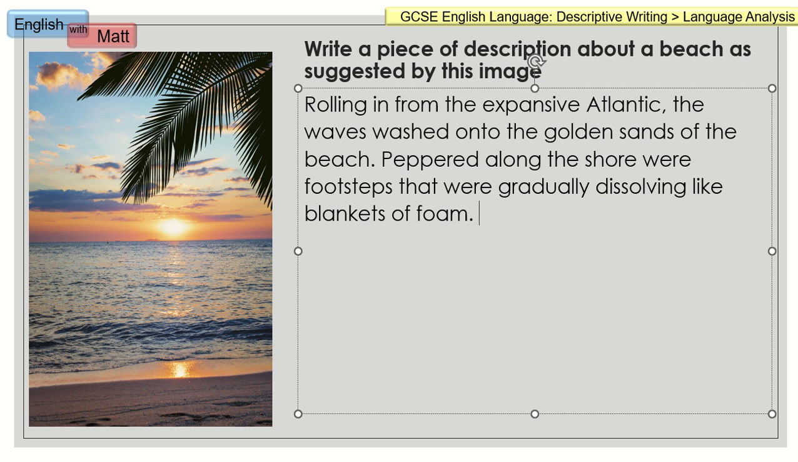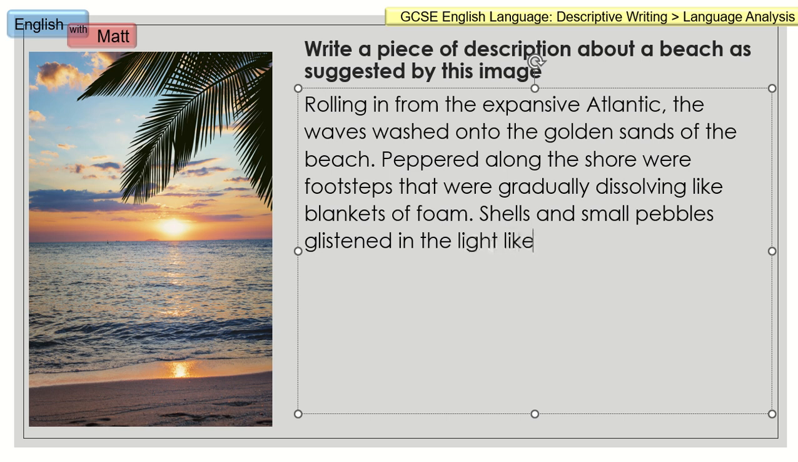Let's think about what I could see on the beach. So shells and small pebbles. They kind of glisten in the sun. So let's try and make those pebbles and those shells seem like they're sparkling like jewelry, maybe. So shells and pebbles glistened in the light like jewels.